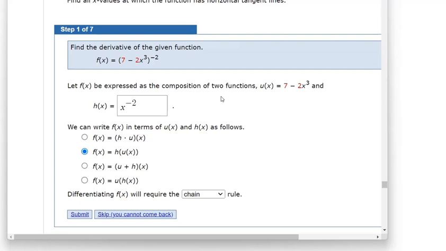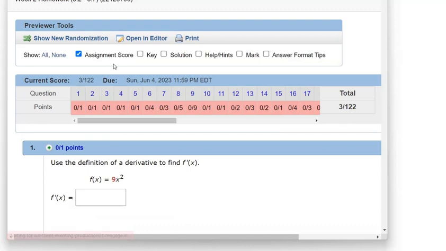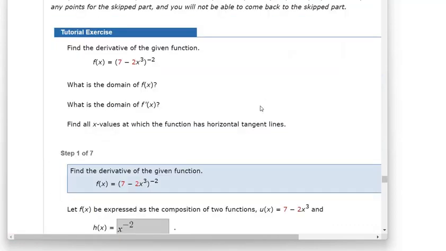Gave me a weird dialog box. I'm not a big fan of these tutor me questions, but they're built into our course. So, okay, I gotta go all the way back down.